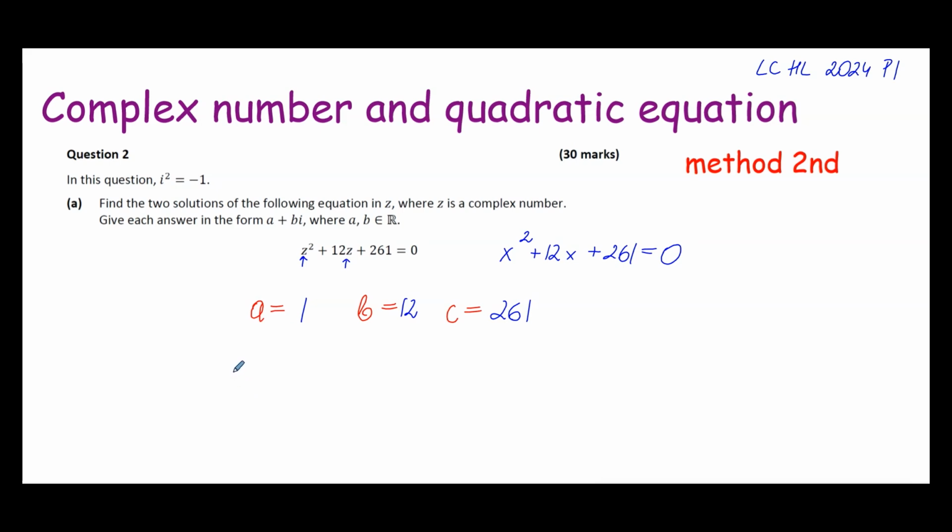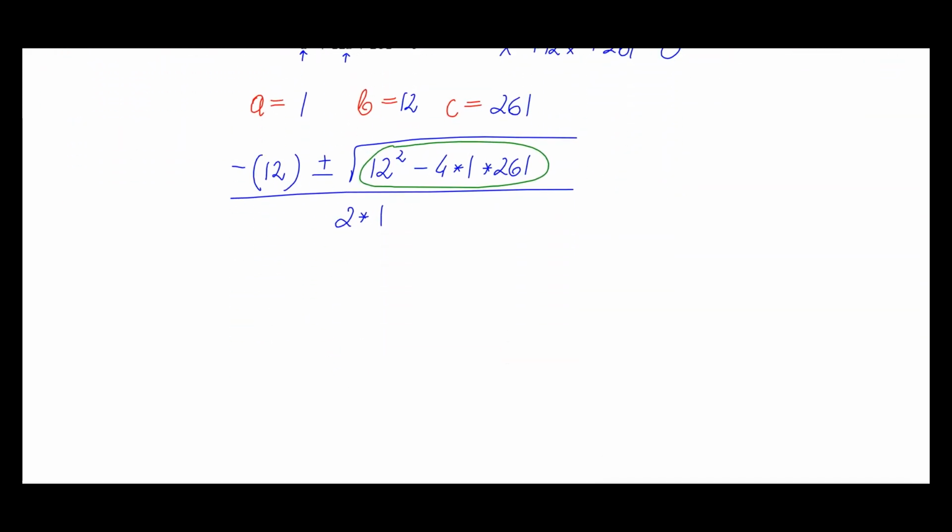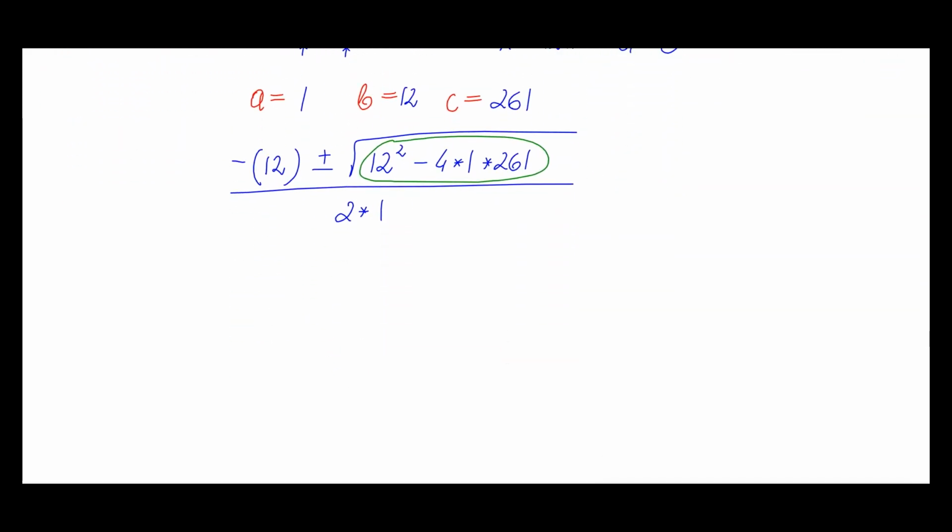So it will be minus the value of b, in this case 12, plus minus, and again the square root of the value of b, 12 to the power of 2, minus 4 multiplied by 1 multiplied by 261, over 2 multiplied by a, which is 1. What we're going to get under the square root is a negative value. That's where our complex number will come from. So minus 12 will be just minus 12 plus minus.